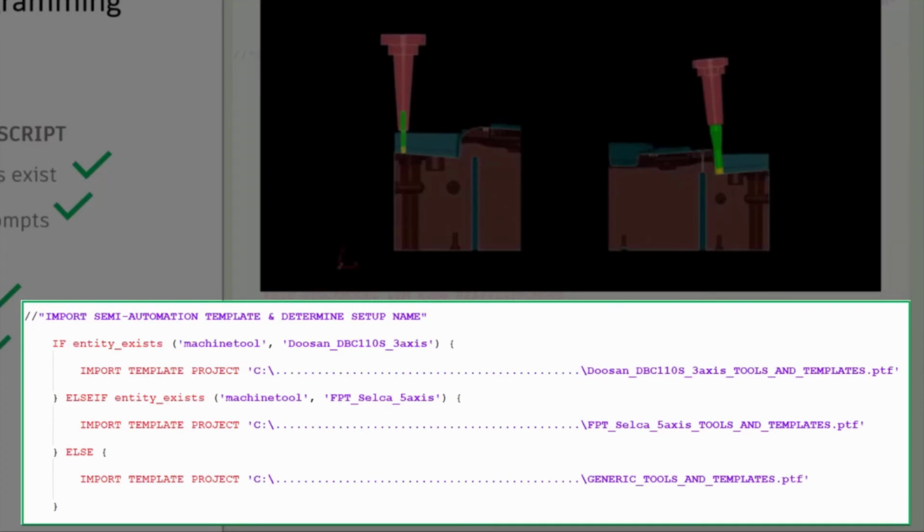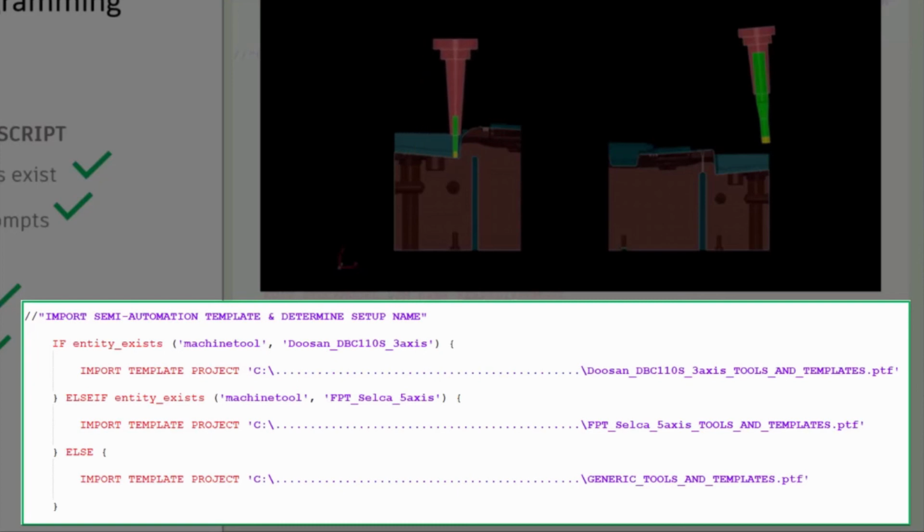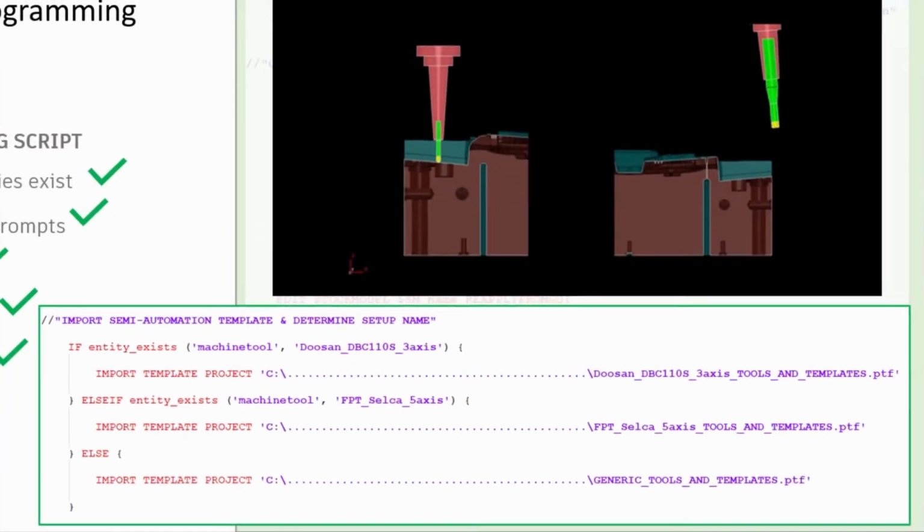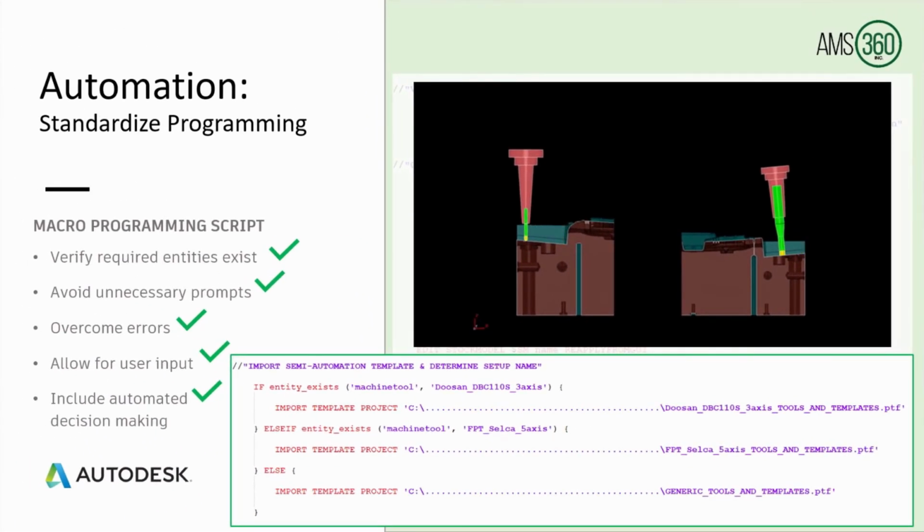Number one, if the DoSum machine tool is active, load its particular tools and machining templates. Otherwise, number two, if the 5-axis Celca is active, load its tools and machining templates. Otherwise, just bring in my generic tools because I'm not yet sure which machine tool I'm going to operate.